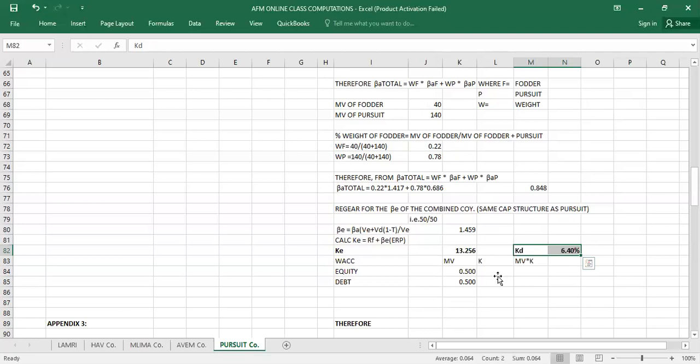Remember that you multiply your cost of debt by 1 minus T. So our cost of equity is 13.3. Let me just change that figure now. Let me leave it as without the 100.